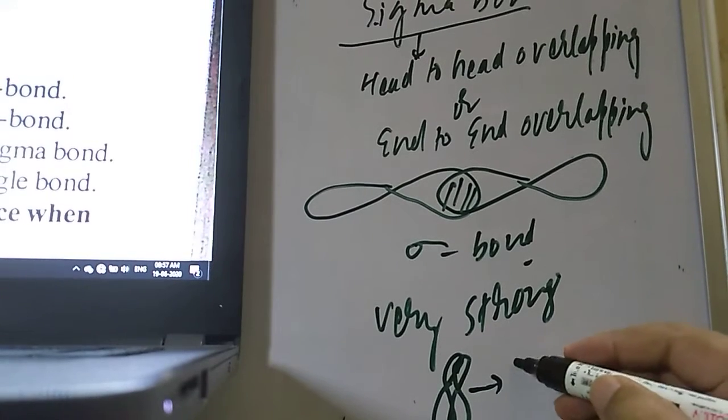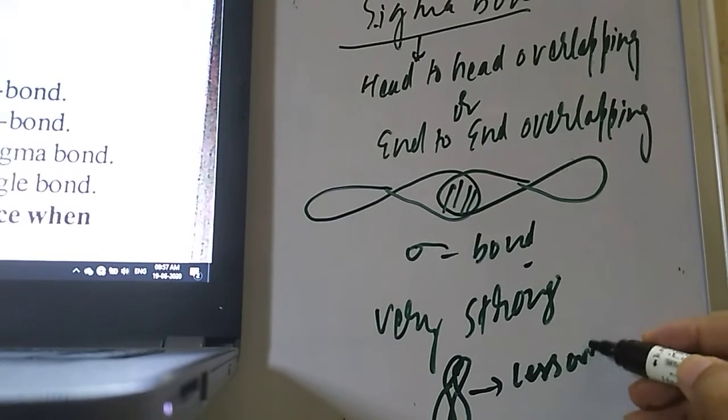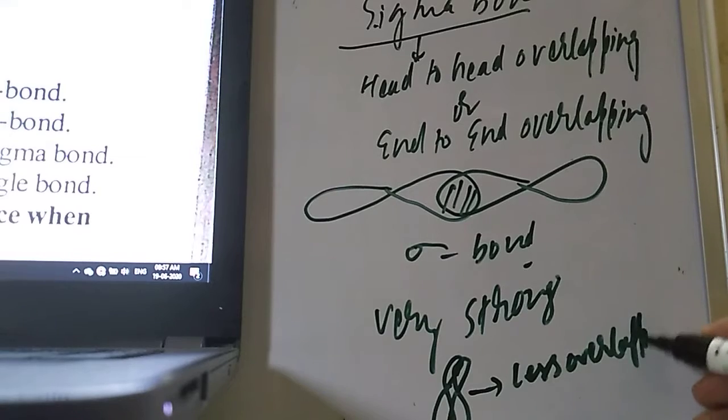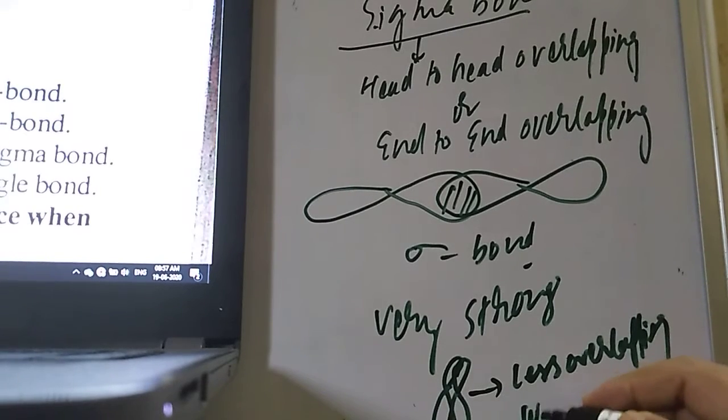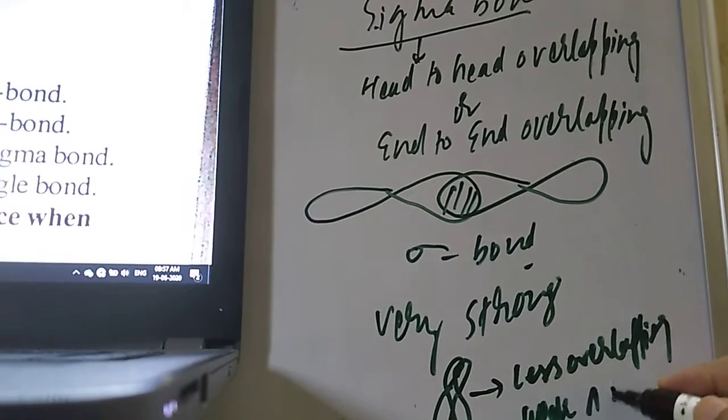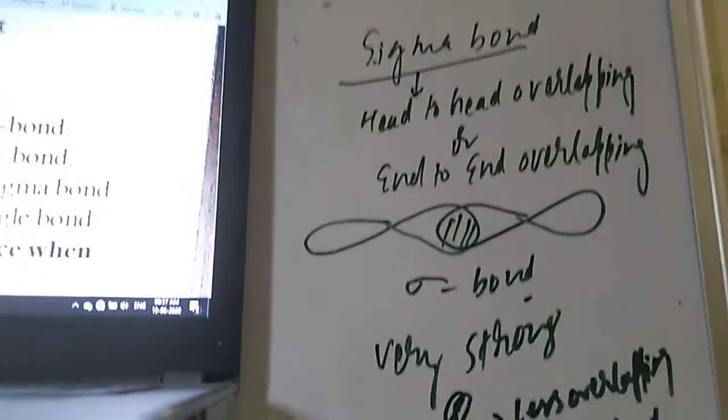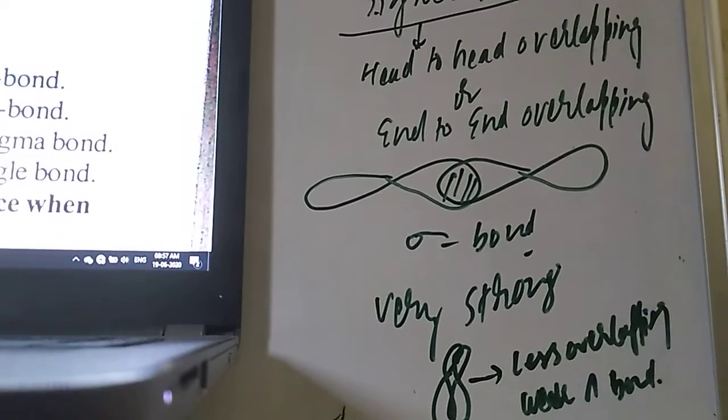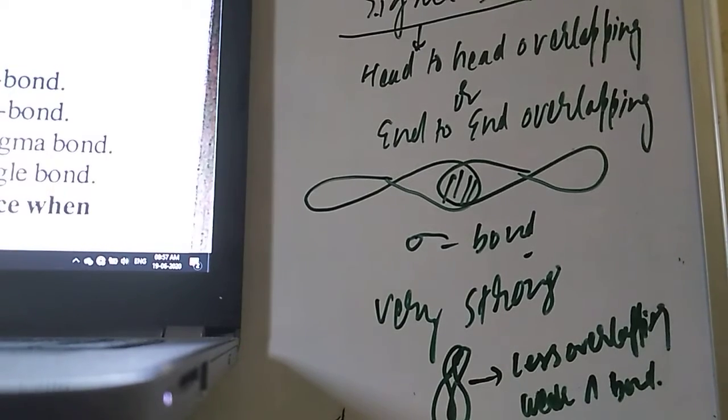So less overlapping is there, student. Less overlapping, this results in the formation of a weak pi bond. The pi bond is weak because the overlapping is very weak, student. So due to weak overlapping, the pi bond is very weak and the sigma bond is strong. So the correct option is option number 1 itself, student.